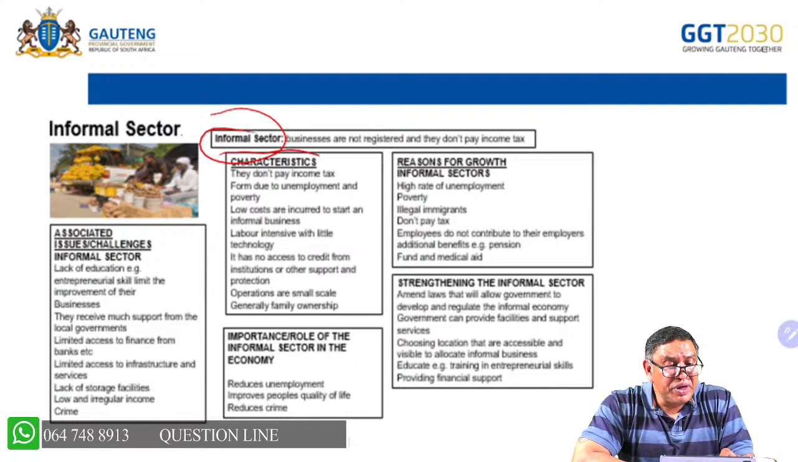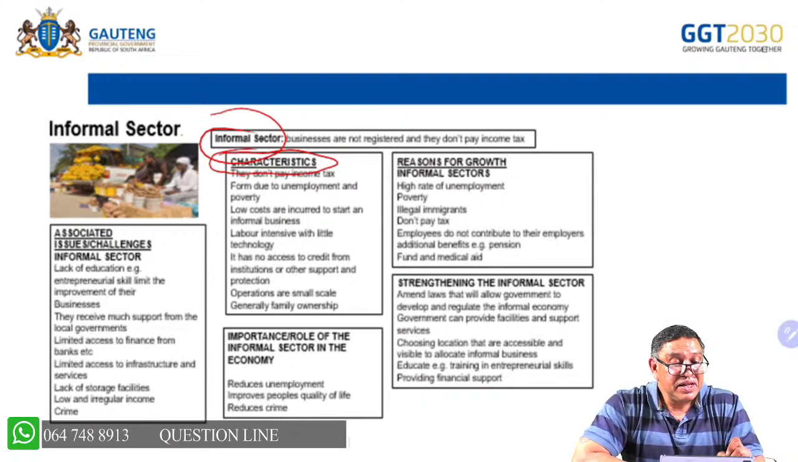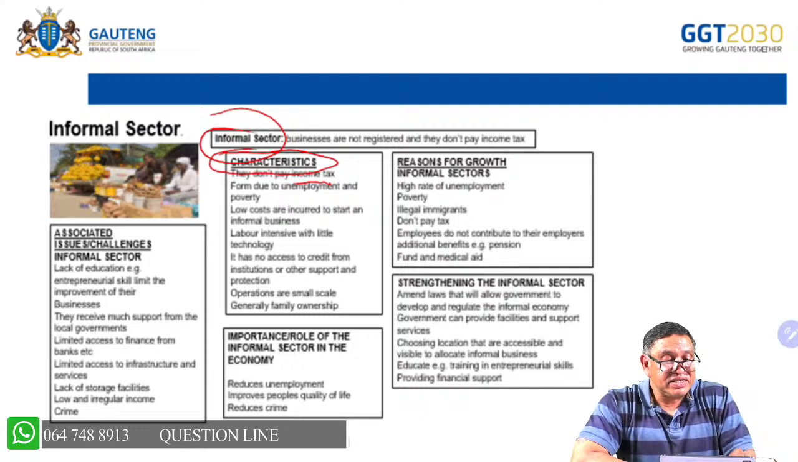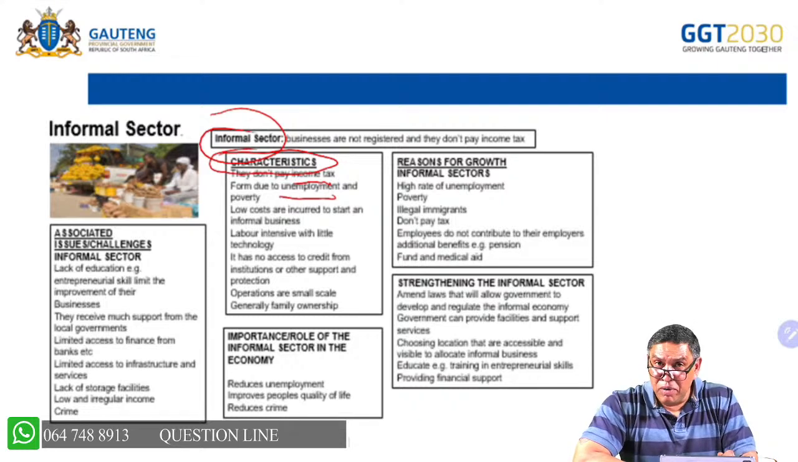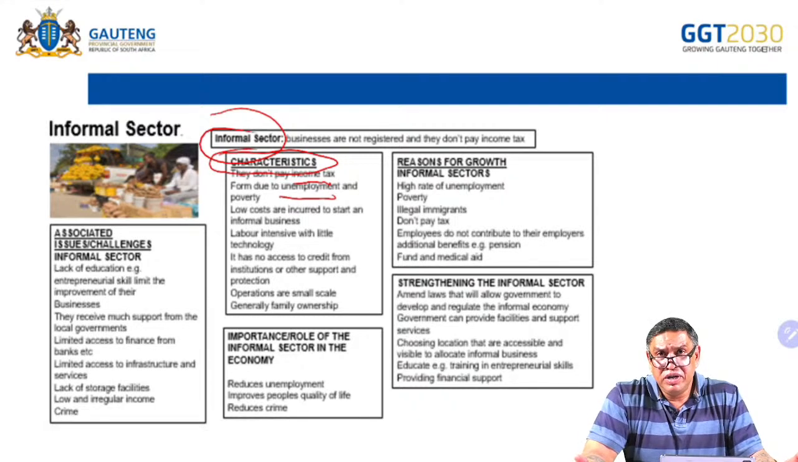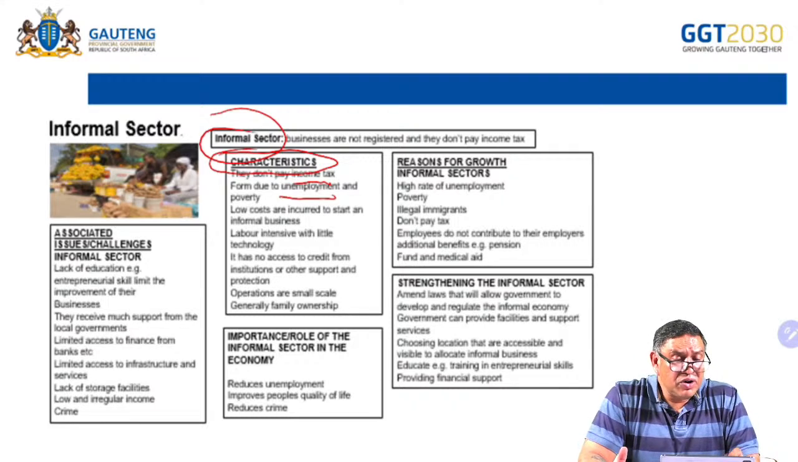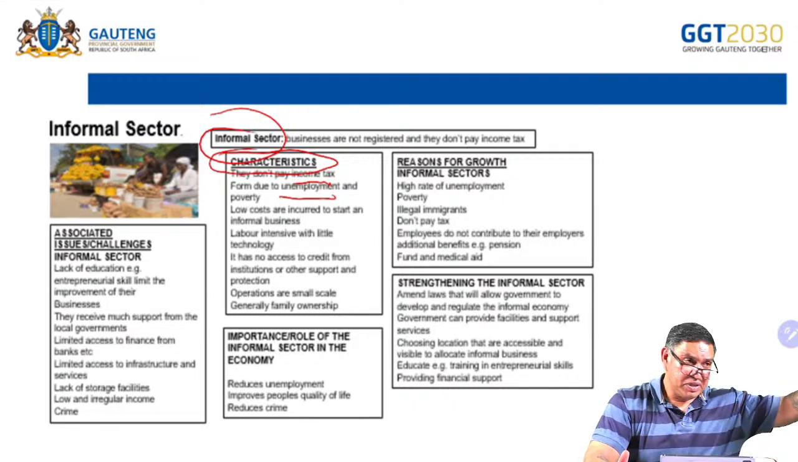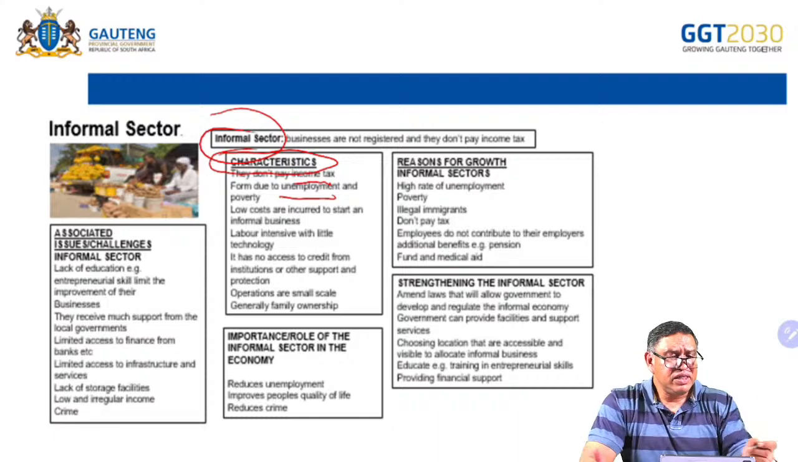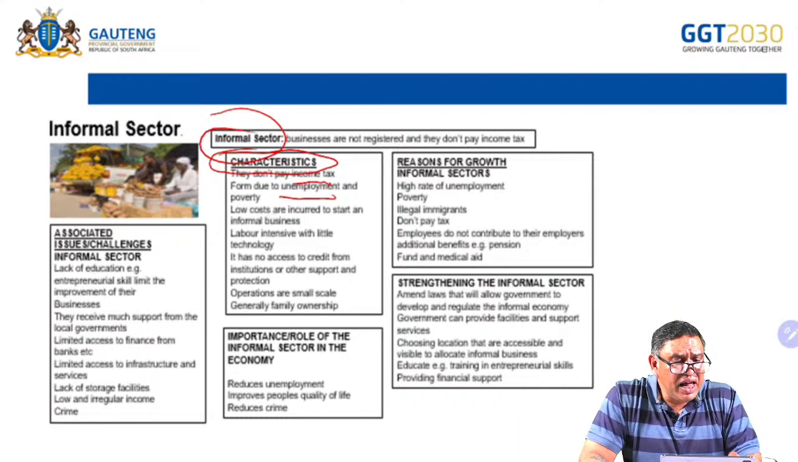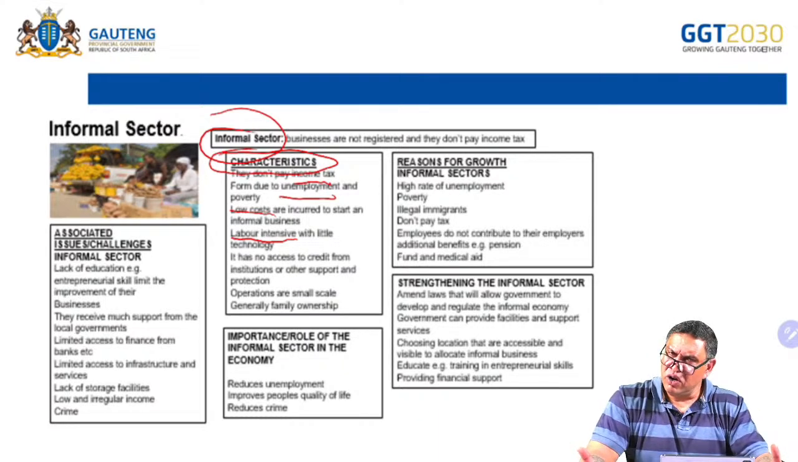You need to know the characteristics. They do not pay income tax. They form due to unemployment. There are no jobs, so they have to go and sell whatever. On the roads, your hot dogs, your people selling on the side of the roads, the flea markets. What else? It's low cost. You don't have to put a lot of money in to start this. It's labor intensive. People working, not so much machinery and technology.